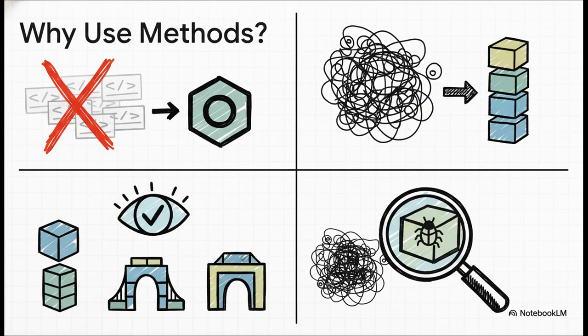Okay, so why should you even bother with methods? Well, the benefits are huge. For starters, you're following a core programming principle. Don't repeat yourself. It also lets you break down these huge, complex problems into smaller, more manageable pieces. And this makes your code not just reusable, but way easier to read. And maybe most importantly, it makes debugging so much simpler when things inevitably go wrong.